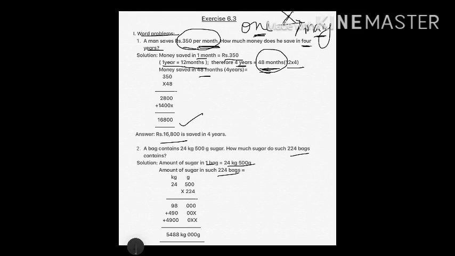So again, the value of 1 is given. You have to find the value of many. So what do we do? We multiply. Okay, so I have put it in this way. Now for multiplying, when you have two different units, kg and gram, it is better to put them separately like this. Under the kg heading, you put 24. We have 500 grams, so you put here 500.